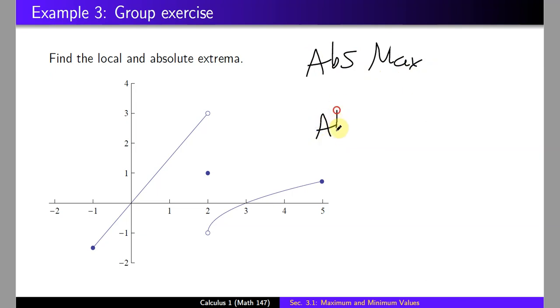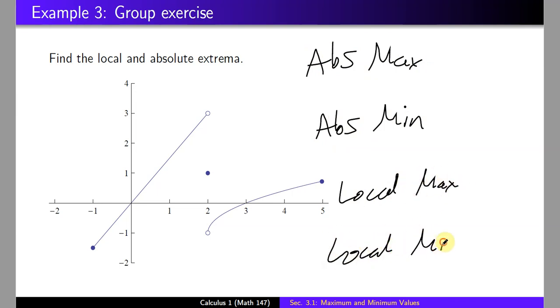Absolute max, absolute min, local max, and local min. Okay, let's go through the process looking for these things here. All right, absolute maximum. Well, we would like to say that this is going to be an absolute maximum right here. The problem is that there's no point there. So there's going to be none.